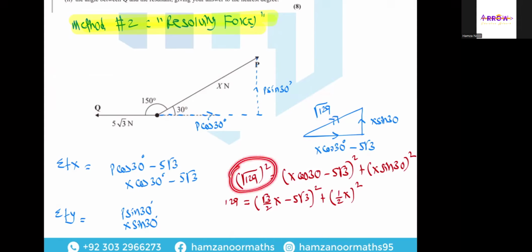So under root of 129 squared is equal to (x cos 30 minus 5 root 3) whole squared plus (x sin 30) whole squared. So I just evaluated the value of cos 30 and sin 30 respectively, and then the equation is like this: 129 is equal to (root 3 over 2 into x minus 5 root 3) whole squared, plus (half x) whole squared.